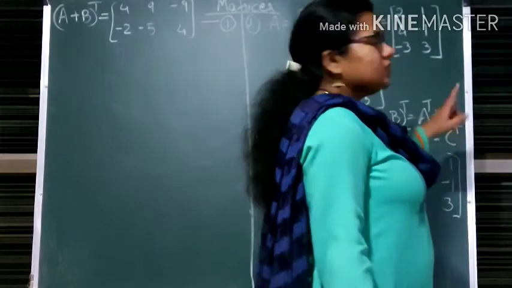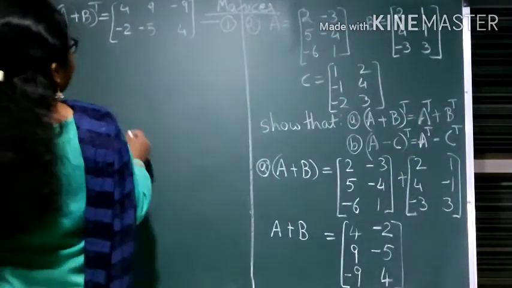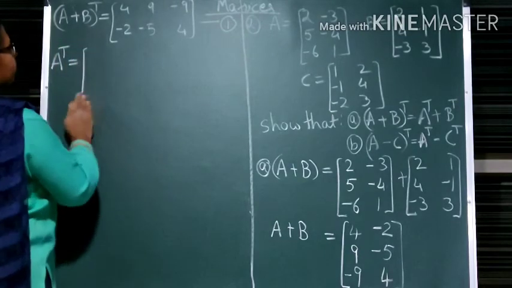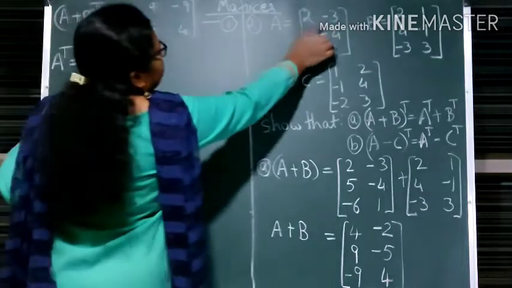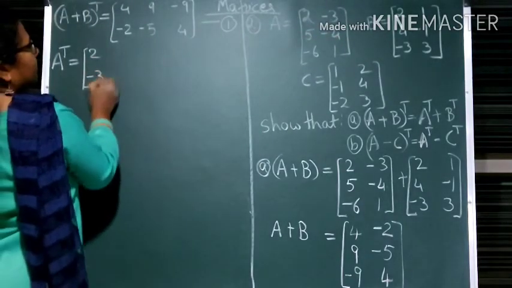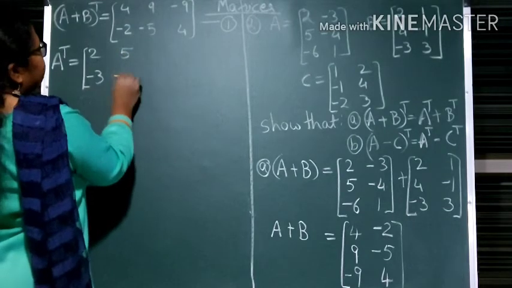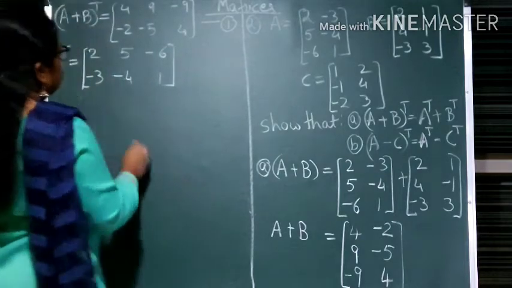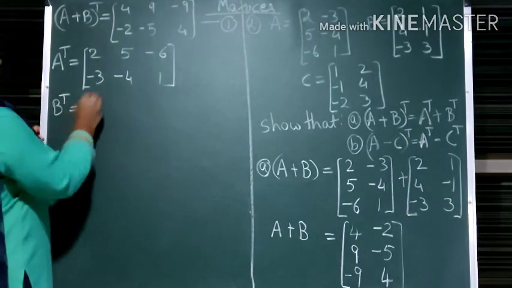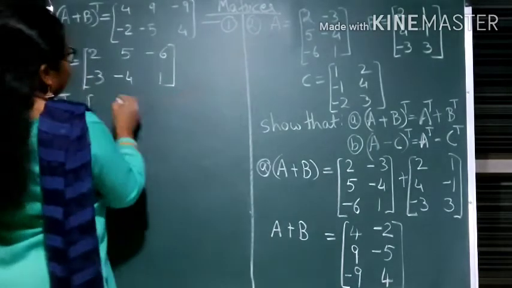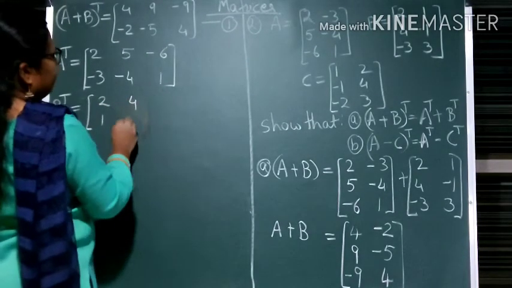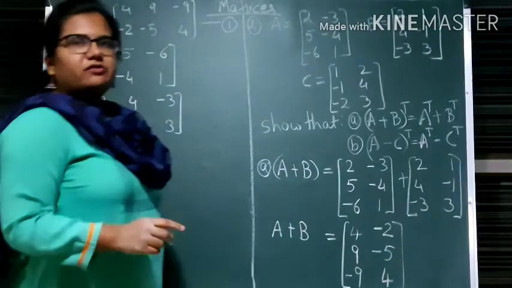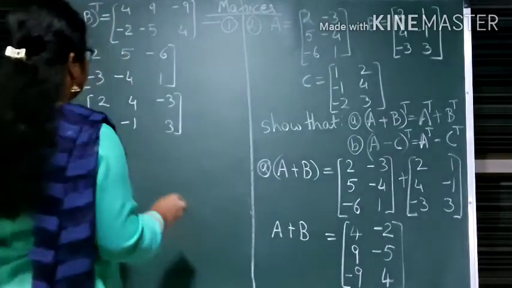Now in RHS, what do you see? It is A transpose plus B transpose. So first we will find out what is A transpose. So A transpose is equal to, first row will become first column, 2, minus 3. Second row, 5, minus 4 will become second column, and minus 6, 1 becomes your third column. Similarly, what is B transpose? B transpose will become first row 2, 1 will become first column, 4, minus 1, minus 3, 3. Yes, so we have found out A transpose and B transpose. Now we will add these.